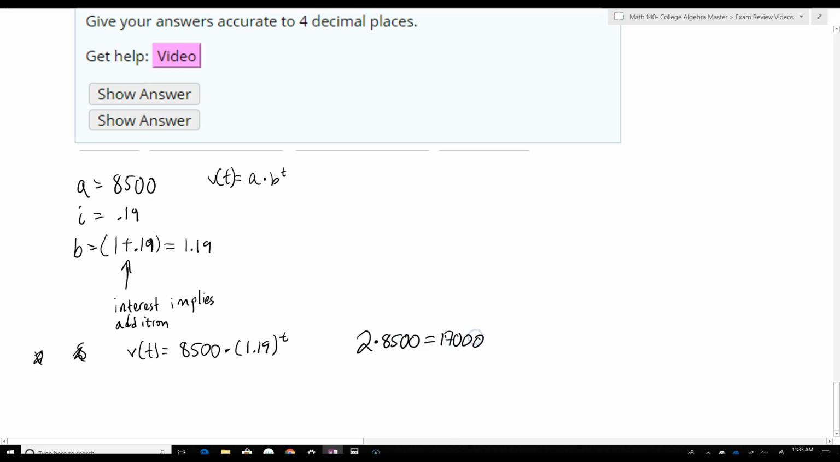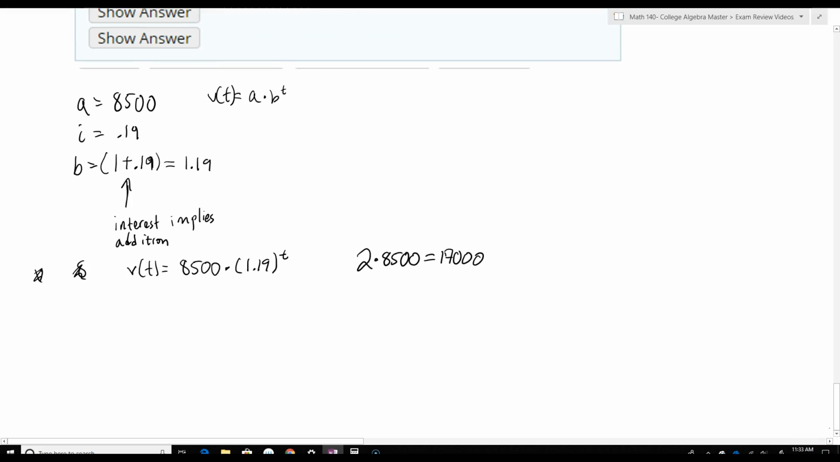Now, just like a lot of these other problems, after we do a little bit of algebra, we're going to end up with 2 equals 1.19 to the t. You can actually go directly to that if you want to. But for the purposes of demonstration, we'll have 17,000 equals 8,500 times 1.19 to the t. Then we'll divide by 8,500 because we're looking to isolate t. And so that means that 2 equals 1.19 to the tth power.